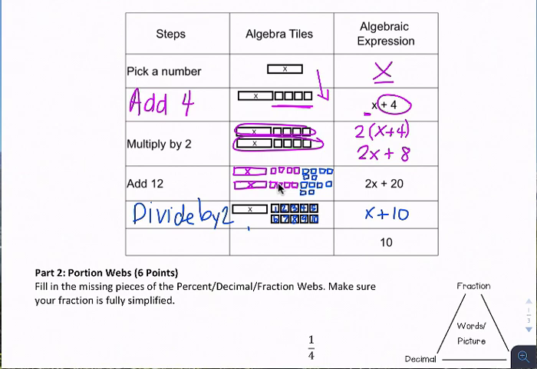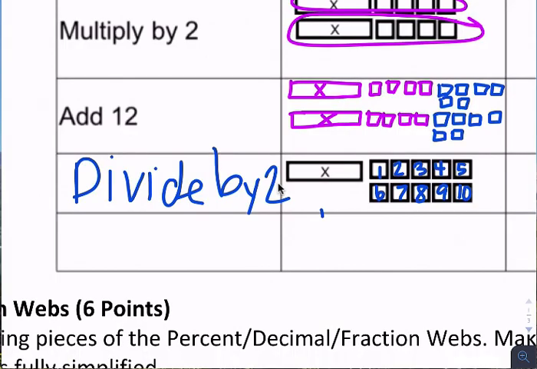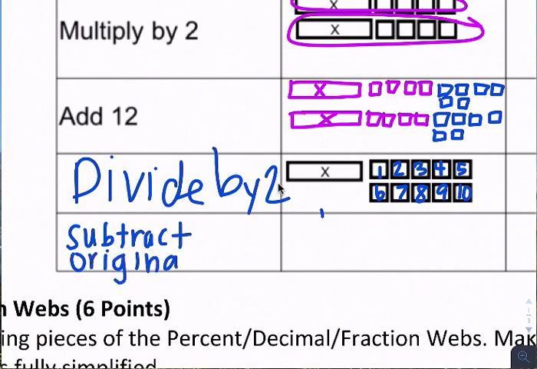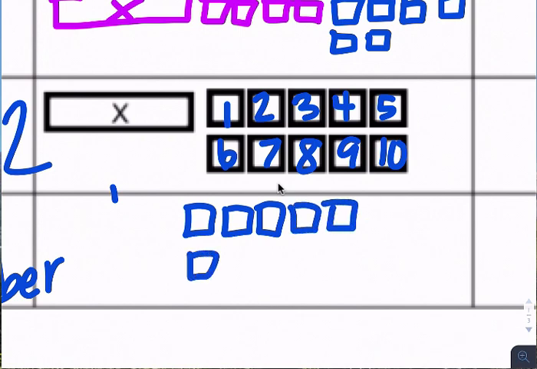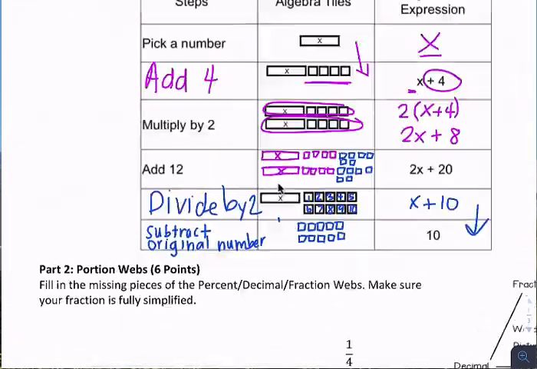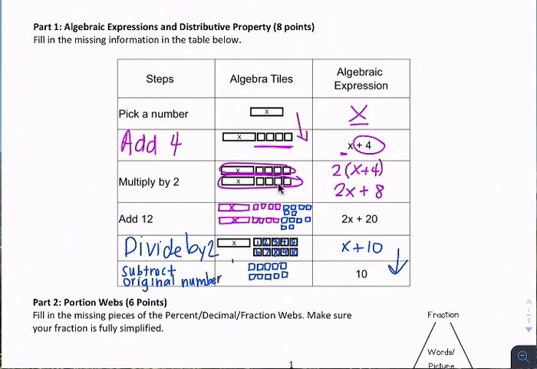And then from here to here, we have an x and a 10, and then we just have a 10. So what did we do? We subtracted our original number. And we are left with 10 ones, so that means all we're doing is we're adding up our 10 ones. Okay, so that is all for our number tricks and our algebraic expressions.